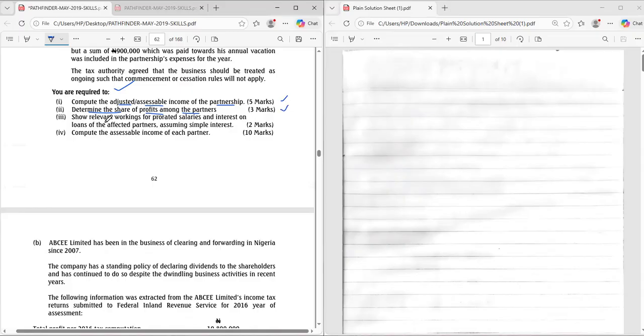So all these things are primarily workings. Then show relevant workings for prorated salaries and interest on loans of the affected partners, assuming simple interest. I think in the question there is something related to salaries and interest on loan. We are going to compute what those figures would be, and that's 2 marks. And then finally, before we move to B, it said compute the assessable income of each partner. So the income in the hands of each of the partners is going to be computed, and that one alone is 10 marks.